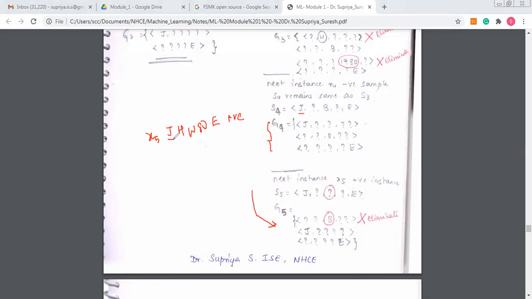J and J remains the same. H is already a question mark, I need not worry. Blue, okay, and the W, there is a change of it, so I'm going to generalize it with the question mark. And 1980 is already a question mark, so need not worry. And the final is E.